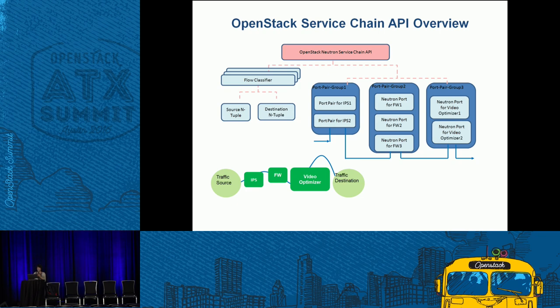Each service function in the service chain is represented by either a unidirectional port pair or a bidirectional port pair. It will be a single Neutron port. As we know, each service function running on a VM is going to have a Neutron port, so we specify the service function according to its Neutron port, which is a logical port. If there are multiple functionally alike service functions, you can group them together for load distribution purposes. So you specify a port pair group, which consists of multiple functionally alike service functions.